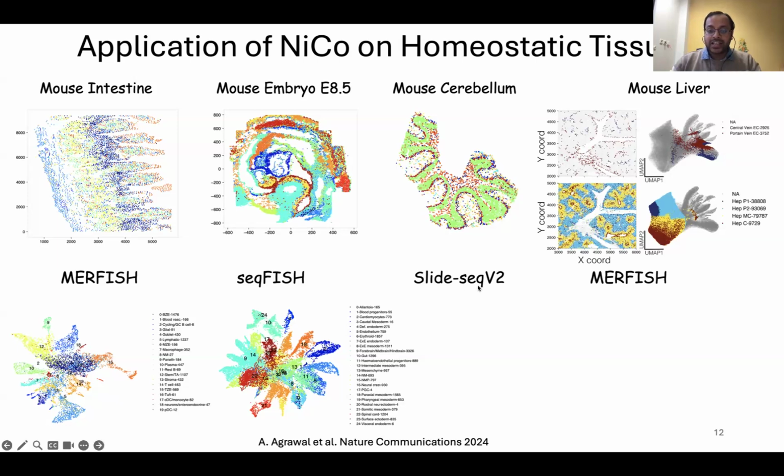This is the Slide-seq version 2 mouse cerebellum data. Here we found interaction between the Purkinje neuron and the Bergmann glial cell, and calcium signaling plays some important role. And the last one is the mouse liver data. Maybe I will go into more detail to explain what we found.